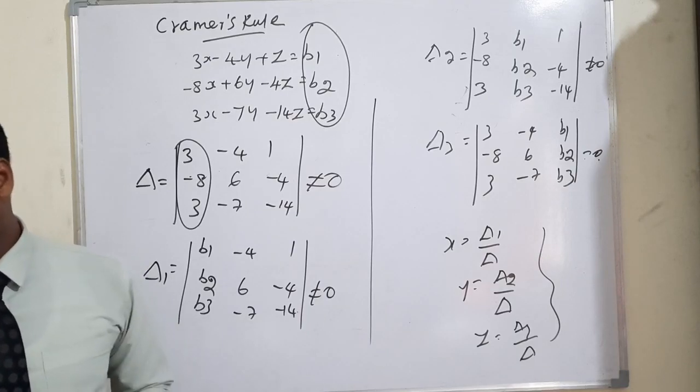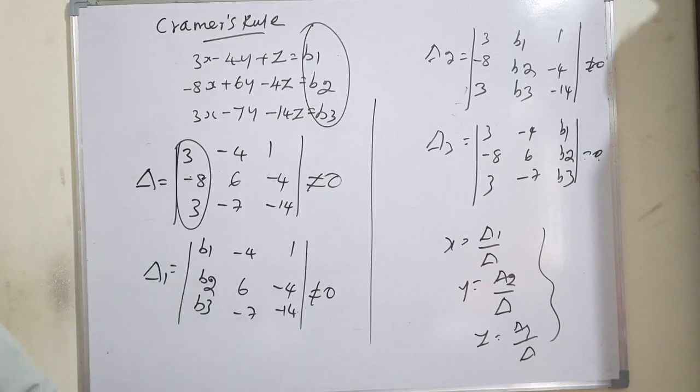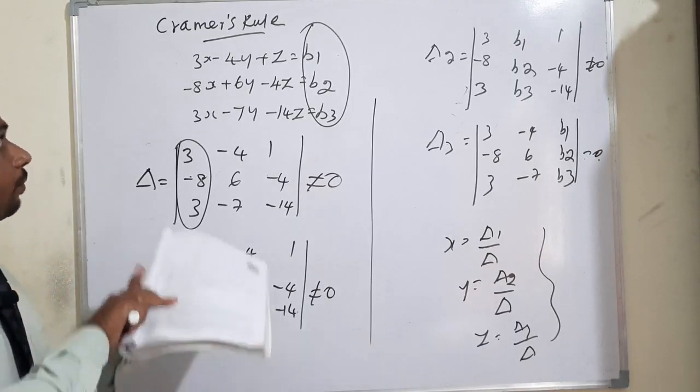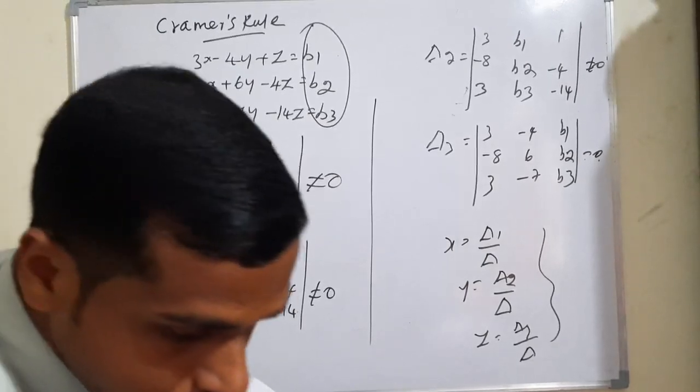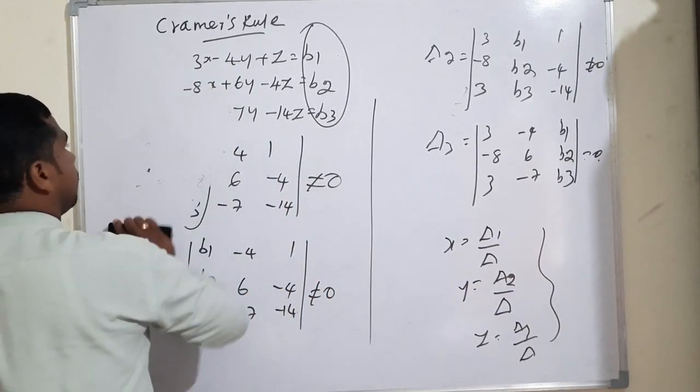Okay. So listen, I am moving to example 1.25 from this Cramer's rule, example 1.25.